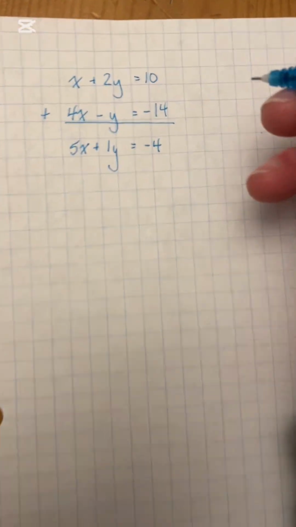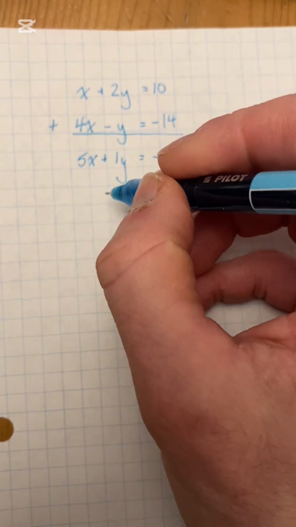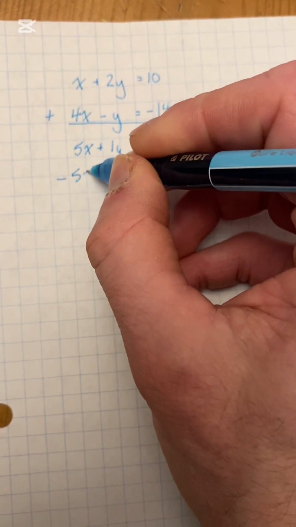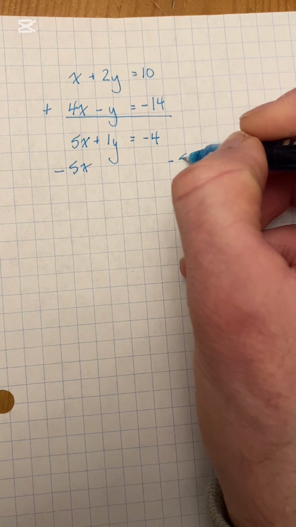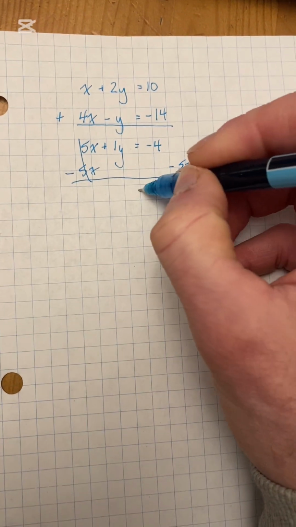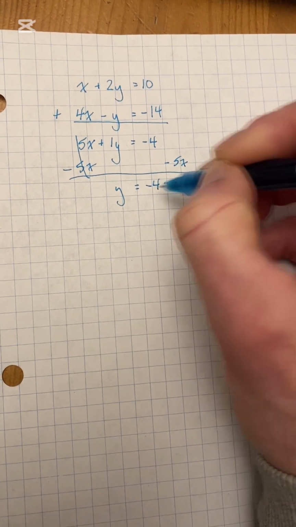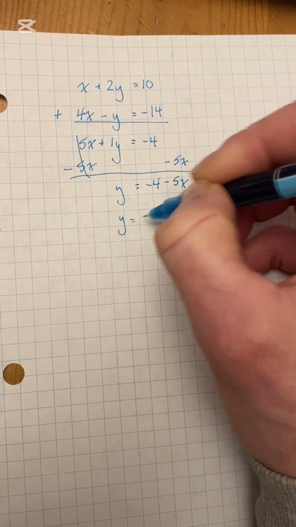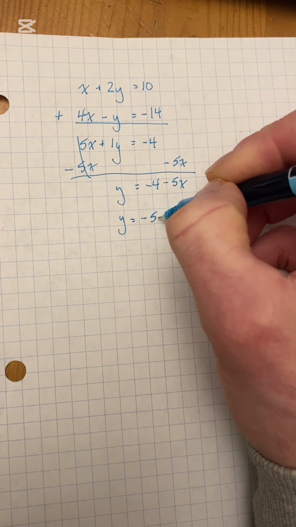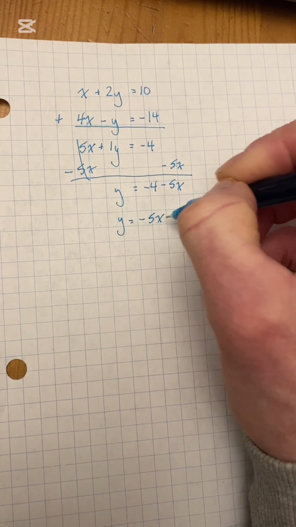Okay, good. Now we'll rearrange that into y equals mx plus b form. So we'll go minus 5x, minus 5x. y equals -4 minus 5x. Let's just rearrange this real quick so that it looks like y equals -5x minus 4. So y equals mx plus b.